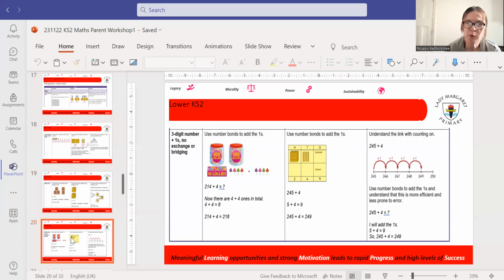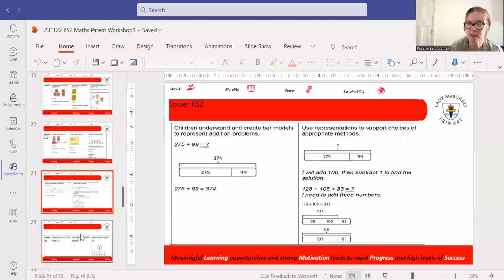For example, using number bonds to add the ones, we can actually use physical objects to do that. Then we're using our Dienes apparatus to help us understand what that looks like in a place value table. And then we might be using a number line to understand the link with counting on. So these are the different methods that you may see your child being able to use, and also having a look at these makes us more able to understand how they're working in class.